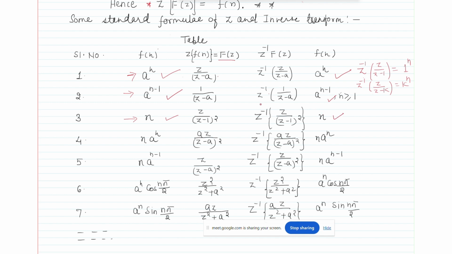So the z inverse of z upon (z minus 1) square, which is a function of z, you will get n. So these are all standard formulae we have to learn.